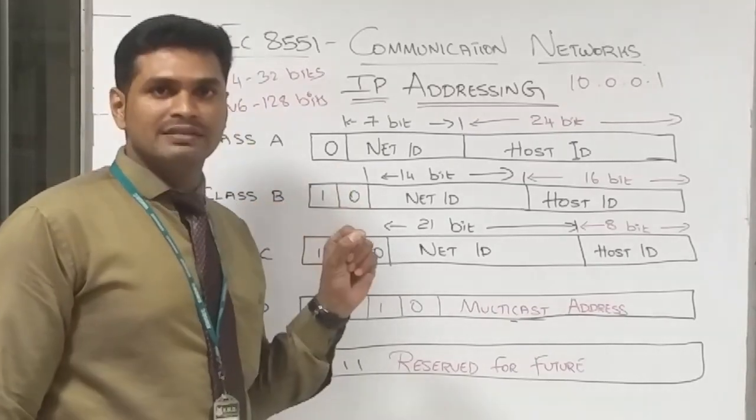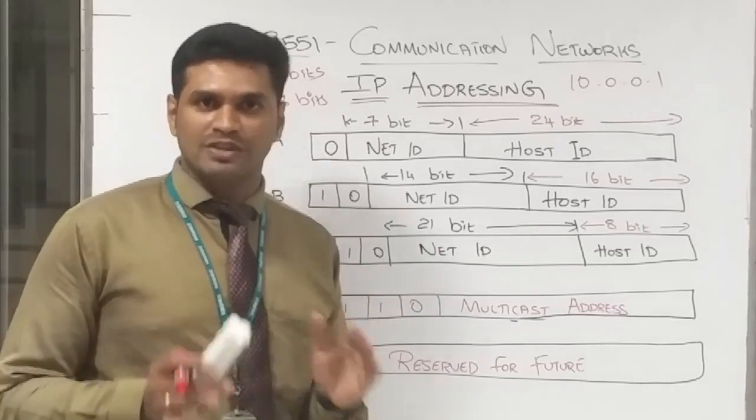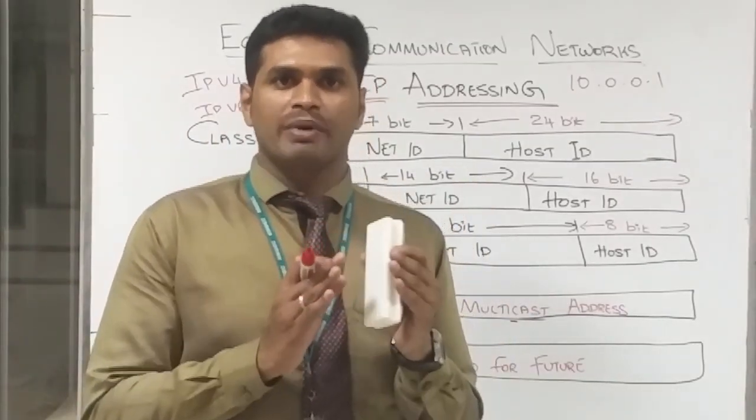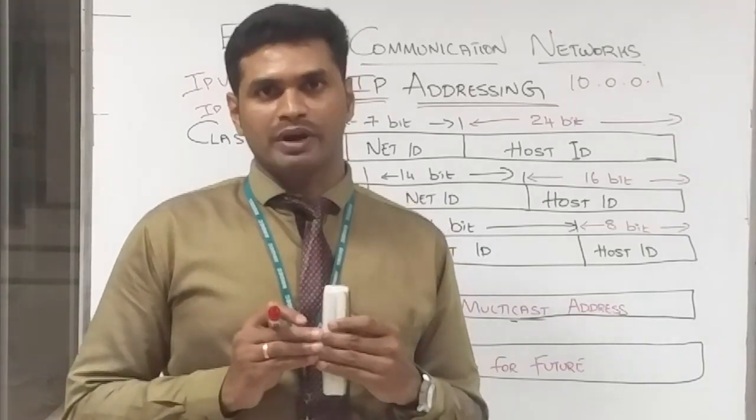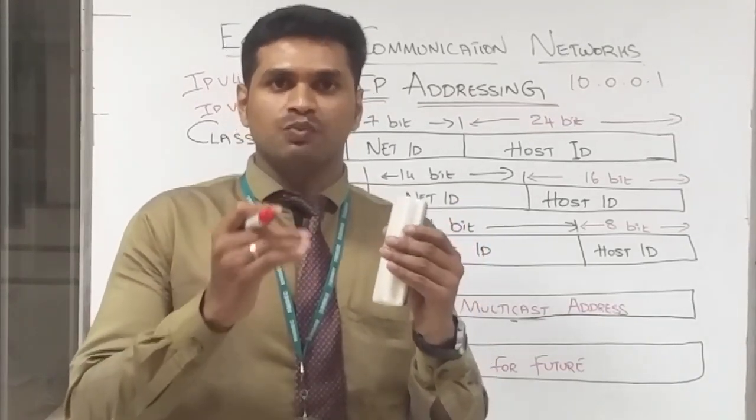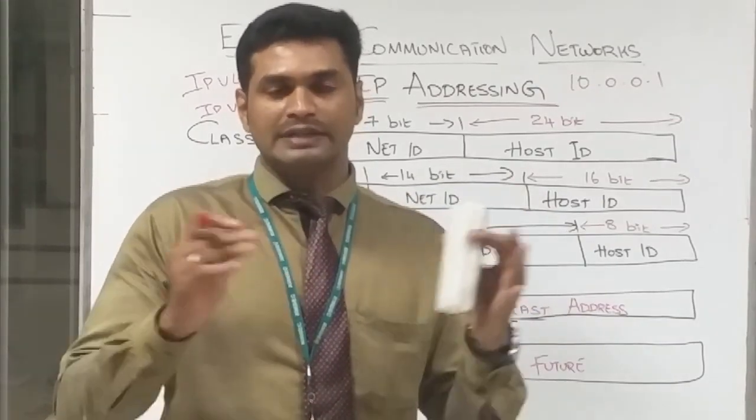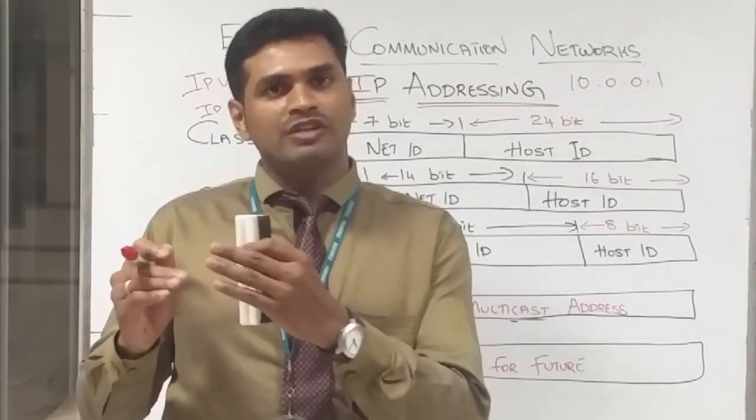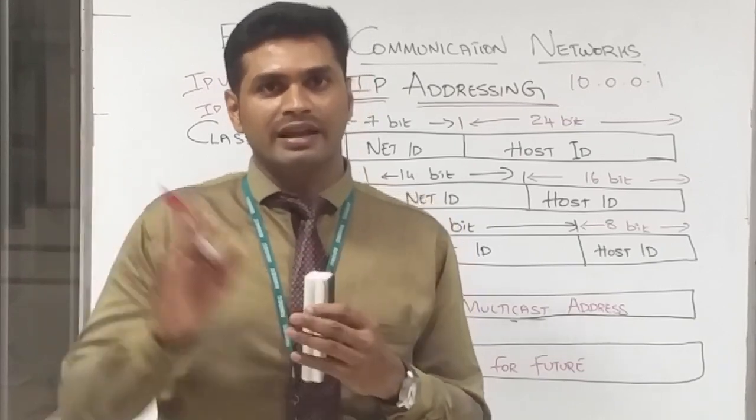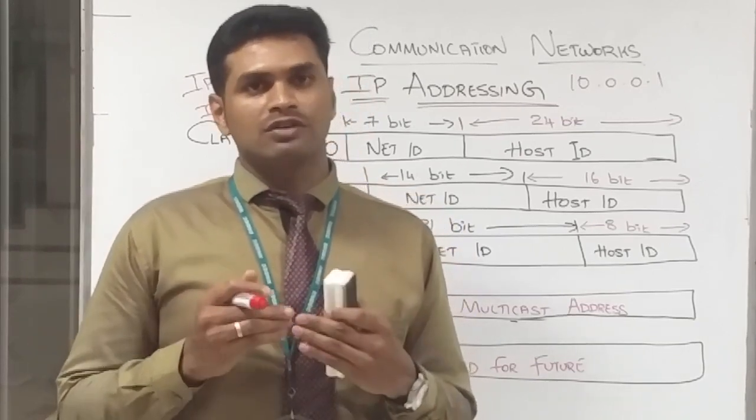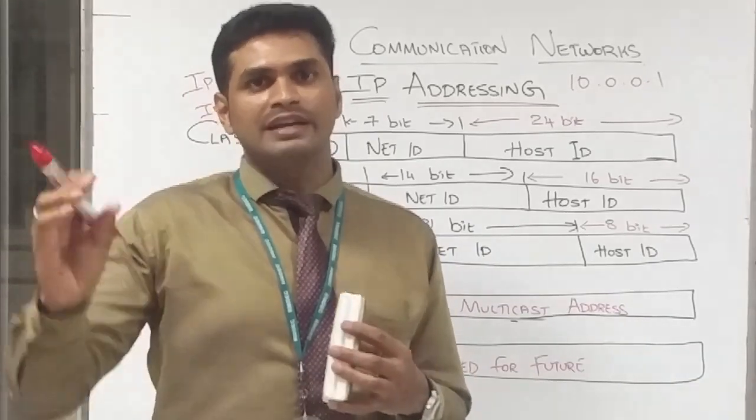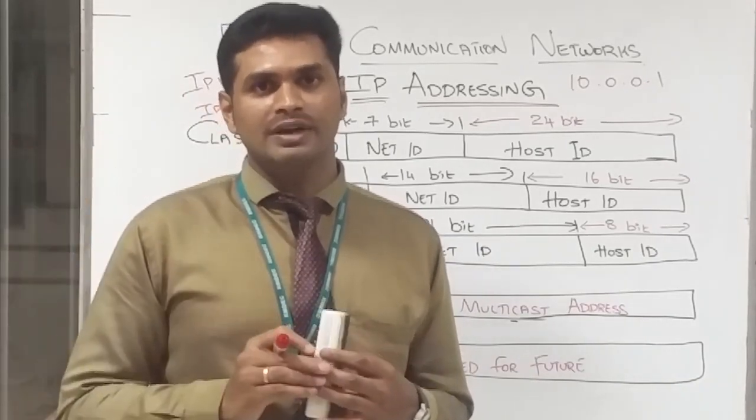In a class A address, or in any address in IP version 4, we have two parts: the network part and the host part. There we have a network ID, which assigns an address for the network in the internet, and a host ID, where the end device connected to the internet is assigned an address. Whenever we want to send data, we are supposed to mention the address of the end device to which the data has to be delivered.